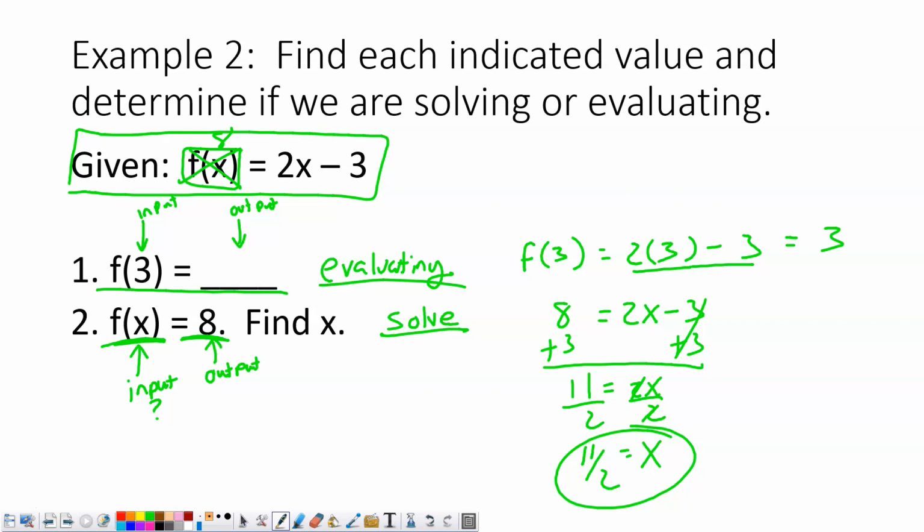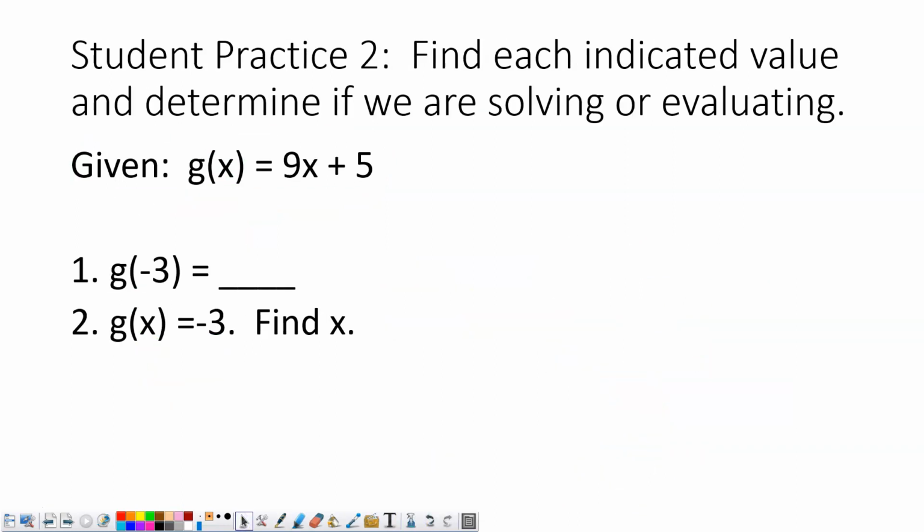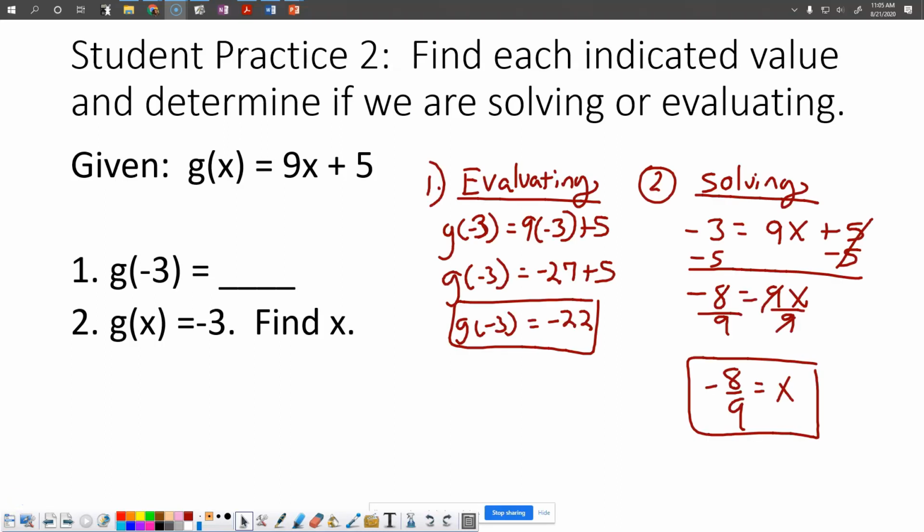So that's what evaluating is, that's what solving is, and this is how you do it in each case. So let you guys try one like this. Same thing, you want to tell me, is this evaluating or is it solving? And then I want you to go ahead and find the missing variable. Okay, so pause the video. When you're all done, I'll have the answer up. All right, so there you guys go.